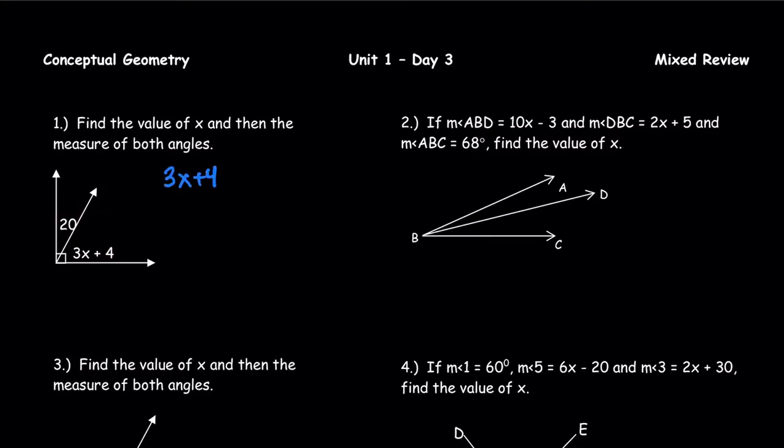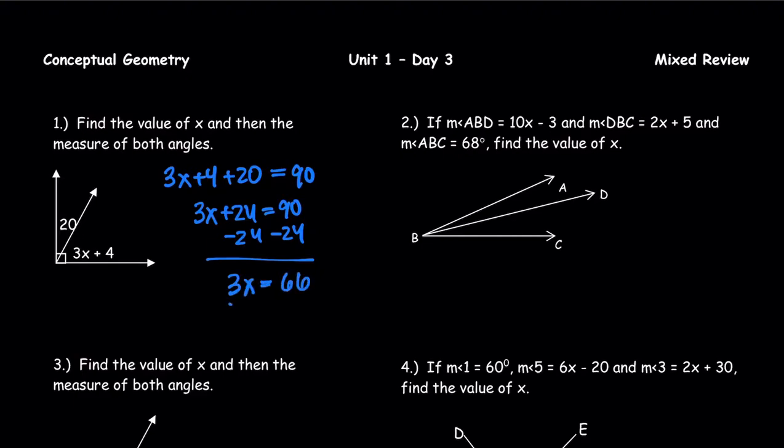3x plus 4 plus 20 equals 90 degrees. We'll combine these like terms because they're on the same side of the equation. 3x plus 24 equals 90. Subtract 24. 3x equals 66. Divide by 3. And I know x equals 22.